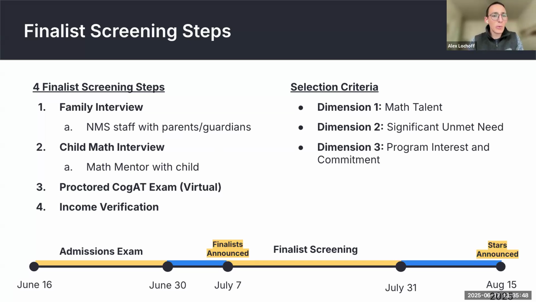This question asks, will we get to see our child's result on the test or just know whether or not they're a finalist? We'll make sure to share your child's score with you. We cannot release the individual test items with the goal of not compromising our test security, but we will make sure all of you know your child's score in addition to their status.